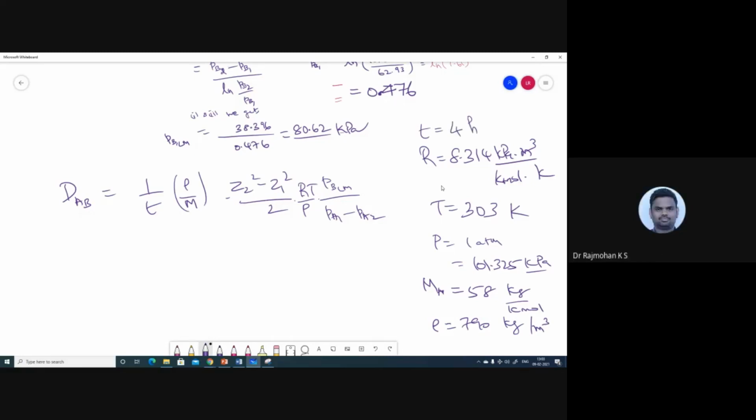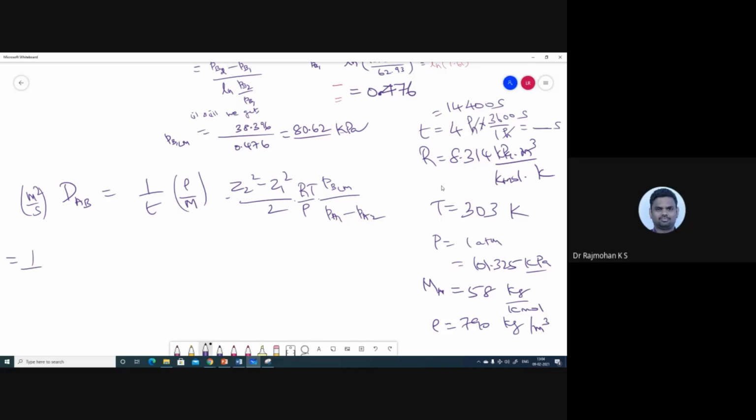Let us convert it to seconds. 1 hour is 3600 seconds, so 4 hours gives T equal to 14,400 seconds. As I told you, always substitute the values along with their units so that we can show the result has a unit of meter square per second.